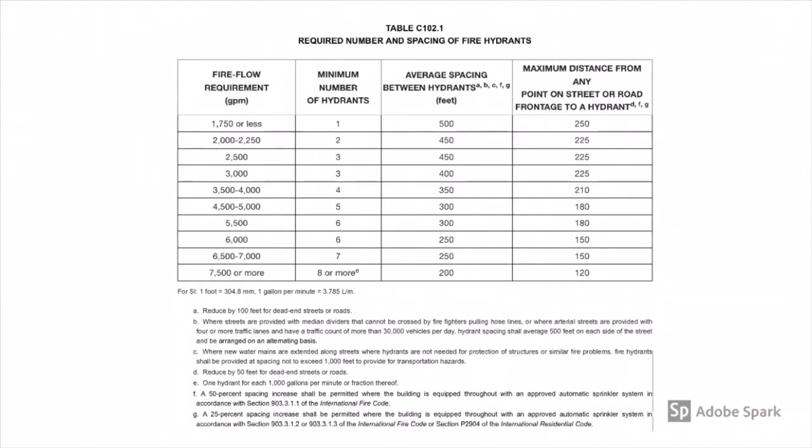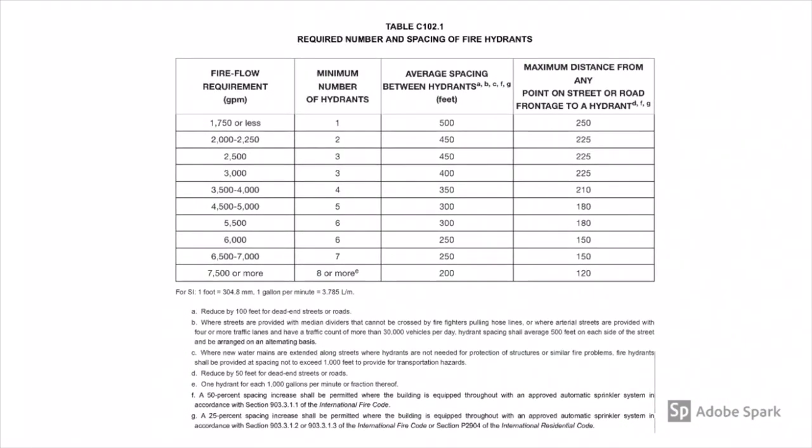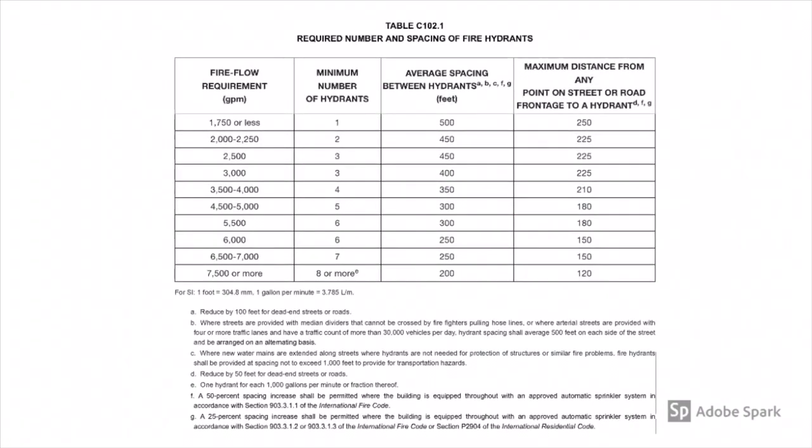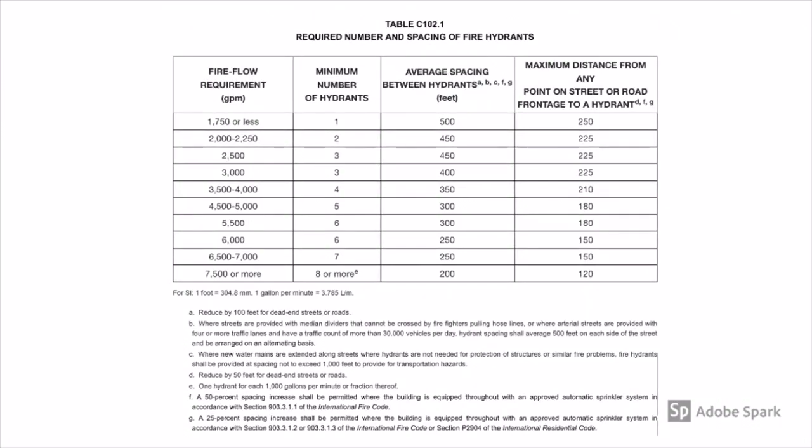You might ask, well, what if I didn't have a sprinkler system required and my fire flow requirement was still 2,500? Then, as you can see, 3 down from the left, at 2,500, I would have had 3 hydrants required. My average spacing between hydrants would have dropped from 500 to 450, and my maximum distance would have dropped from 250 to 225.